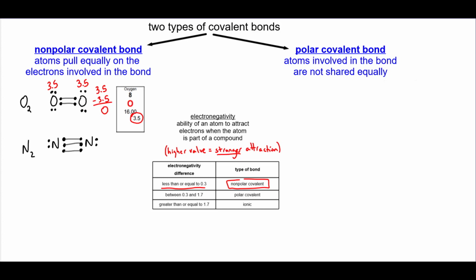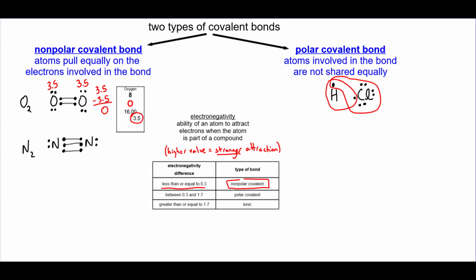Now, if we have two atoms that aren't identical, but their electronegativities are close to each other, let's look at an example like that. Here I have hydrogen and I have chlorine. Hydrogen has 1 valence electron and chlorine has 7. Now, to make this covalent bond, chlorine would let hydrogen borrow that electron once in a while, and then hydrogen would let that single electron go around chlorine, so both end up with a full outer shell.